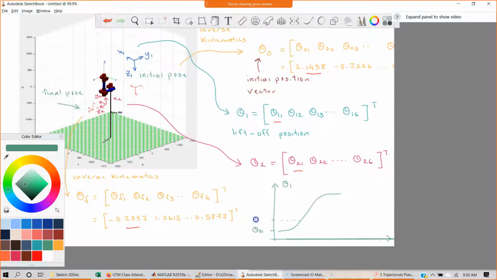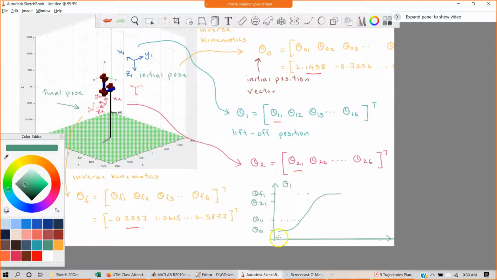So this should be theta 1, 1. The final one should be theta f1, and this is theta 2, 1. Alright, initial position for joint number 1, lift off position for joint number 1, set down position for joint number 1, final position for joint number 1.